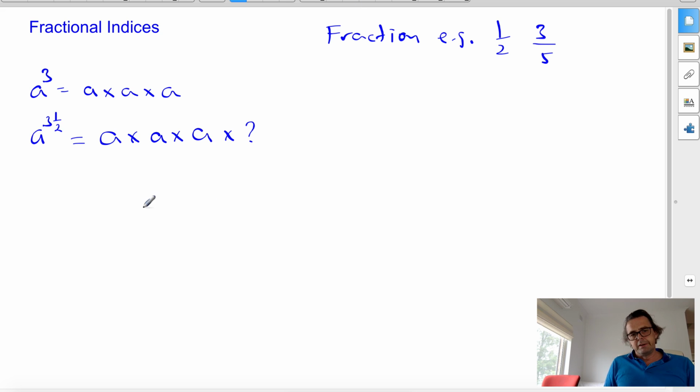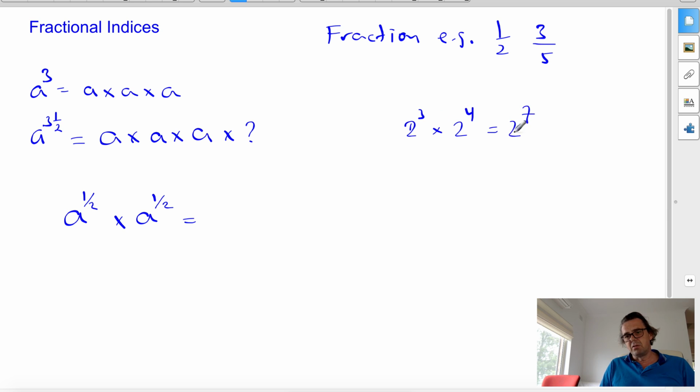So let's have a look at this. We do know that a to the power 1/2 multiplied by a to the power 1/2, now that's, you add up the indices, remember? Remember that you had like 2 to the power 3 multiplied by 2 to the power 4, then that would be 2 to the power 7. You've learned that before. So this a to the power 1/2 multiplied by a to the power 1/2, we add the indices. So that's a.